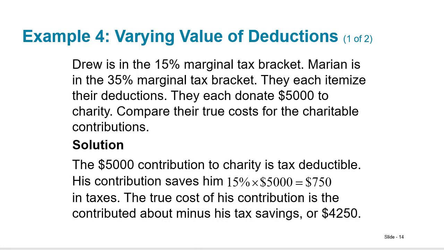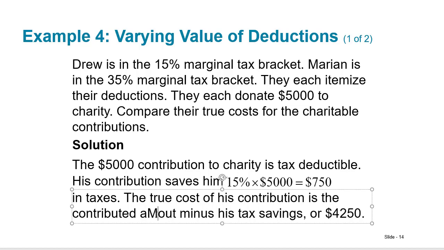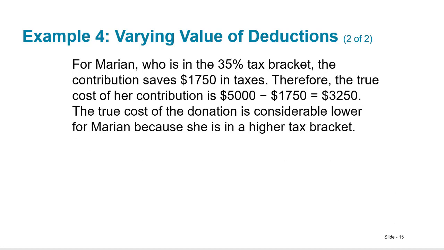The true cost of this contribution is the contributed amount minus the tax savings, or $4,250. For Marianne, who's in the 35% tax bracket, it saves her $1,750. Therefore, the true cost of her contribution is $5,000 minus $1,750, or $3,250. So the true cost of the donation is considerably lower for Marianne because she's in a higher tax bracket.